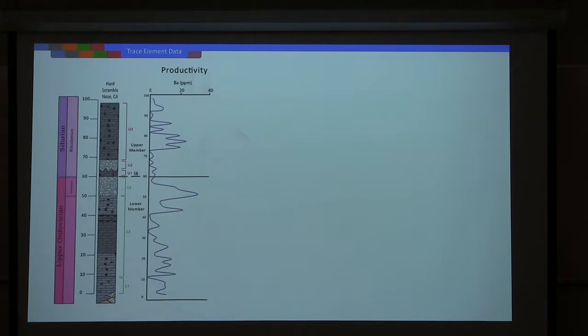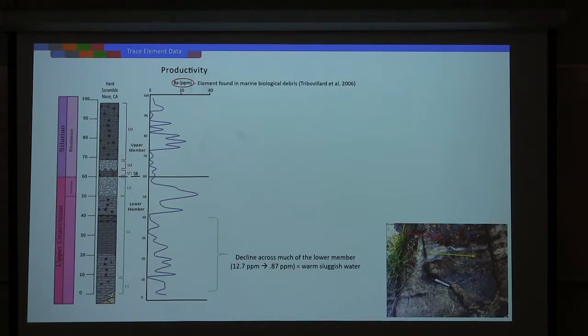Now transitioning to our trace element data. First, we looked at productivity, which relates to barium. Barium is the element found in marine biological debris. From the base of Hardscramble Nose to about halfway up through unit 2 of the lower member, we see a general decrease in barium values from 12.7 parts per million to 0.87 parts per million.